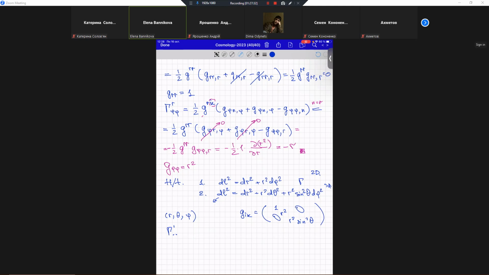Please find the non-zero components, which is better. It's not a lot, to find the non-zero components.